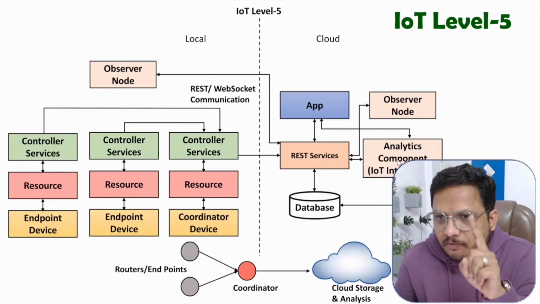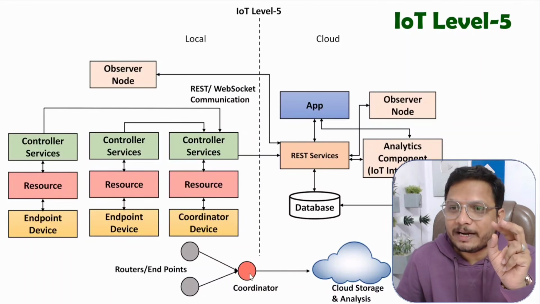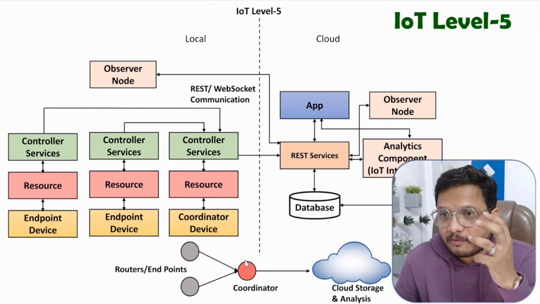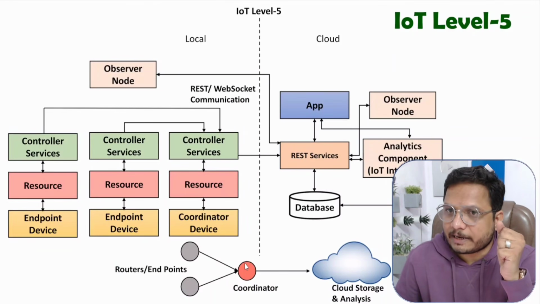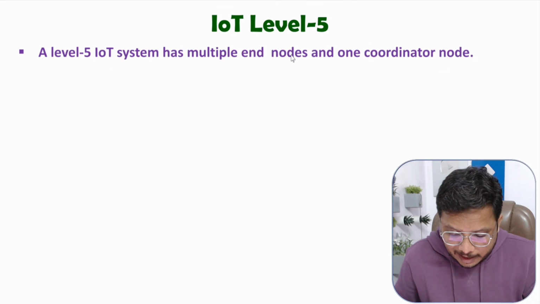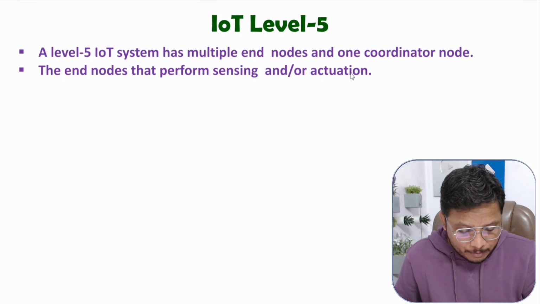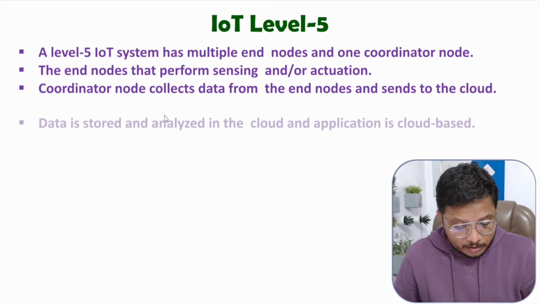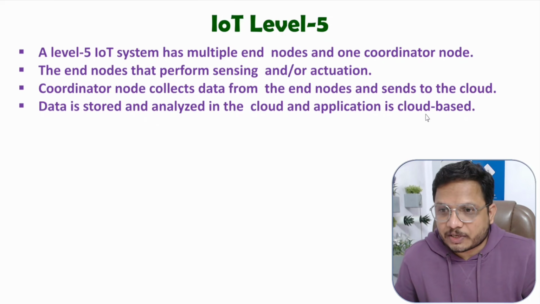But if you observe one difference compared to level 4: in level 4 multiple nodes were there, but there was no coordinator. In level 5 there is a coordinator, right? So that is how things are different. In level 4 multiple endpoints were there, but no coordinator. When you talk about level 5, multiple end nodes will be there and one coordinator node. The end nodes perform the sensing and actuation part. The coordinator will be collecting all the data from the end nodes and sending it to the cloud. Data is stored and analyzed on the cloud, and the application is a cloud-based application, right?